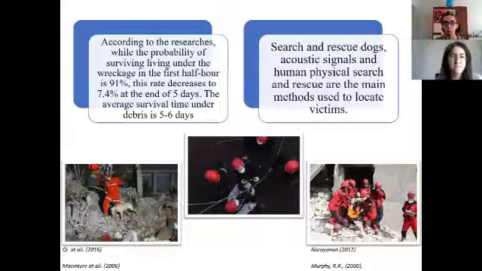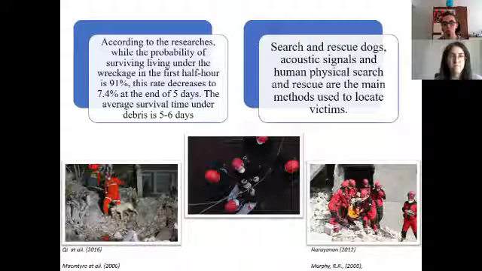According to the research, when living things under debris are reached in the first half hour, the probability of survival is 91%, while at the end of the 5 days, this figure decreases to 7.4%. The average duration of survival under debris is 5-6 days.